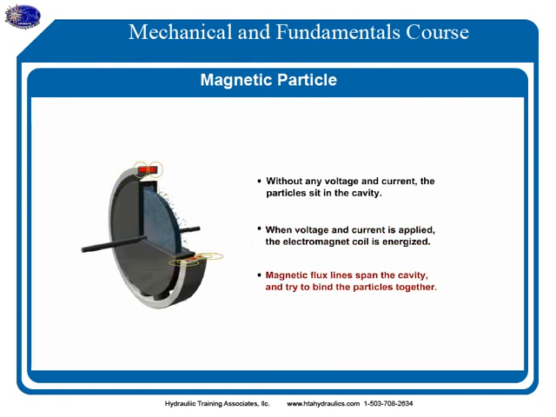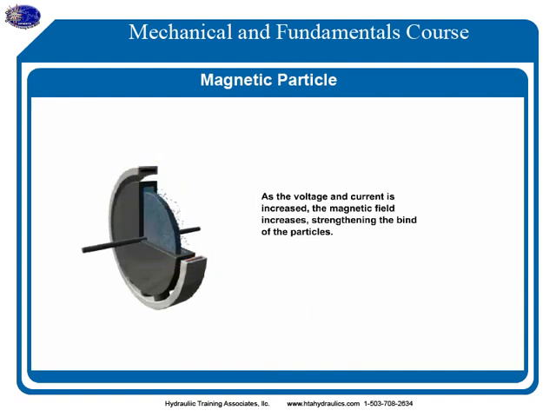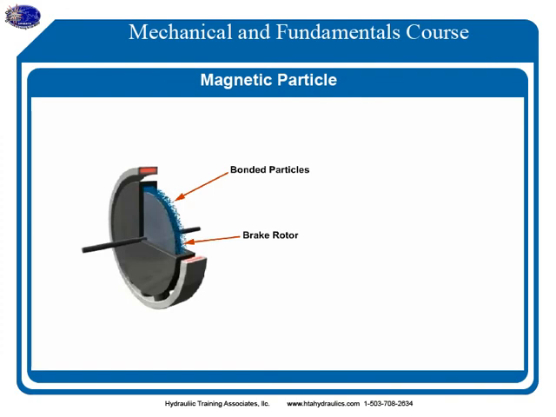Magnetic flux lines span the cavity and try to bind the particles together like a magnetic particle slush. As the voltage and current is increased, the magnetic field increases, strengthening the bind of the particles. The brake rotor passes through these bonded particles, causing drag during rotation. The output of the housing is rigidly attached.